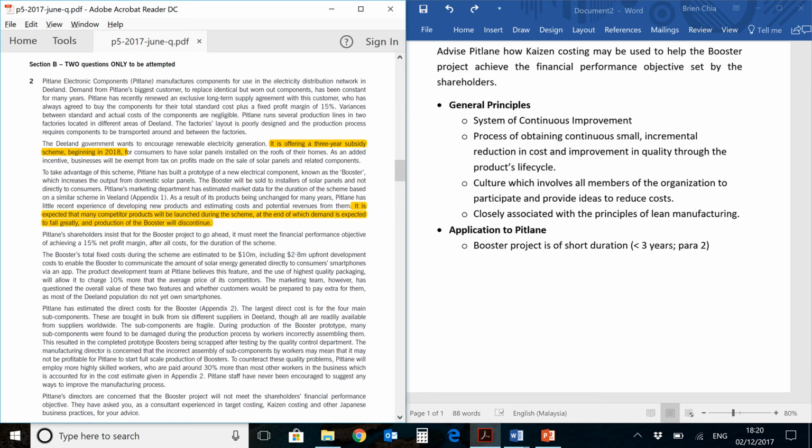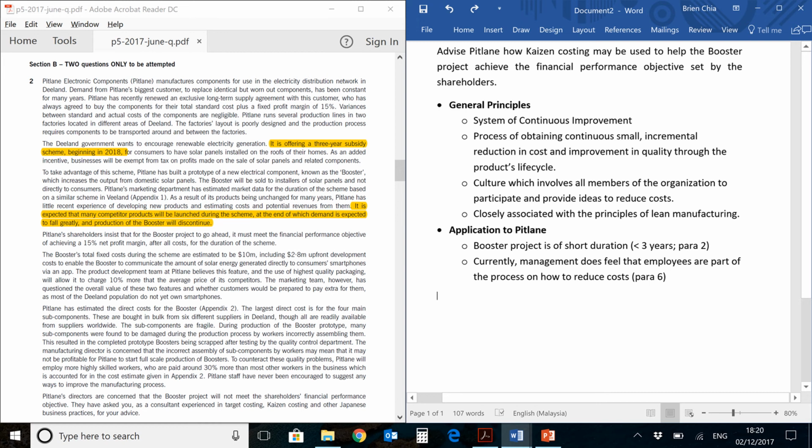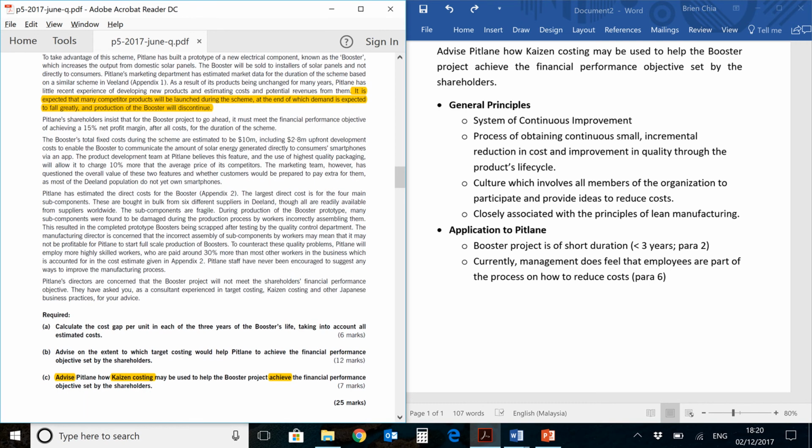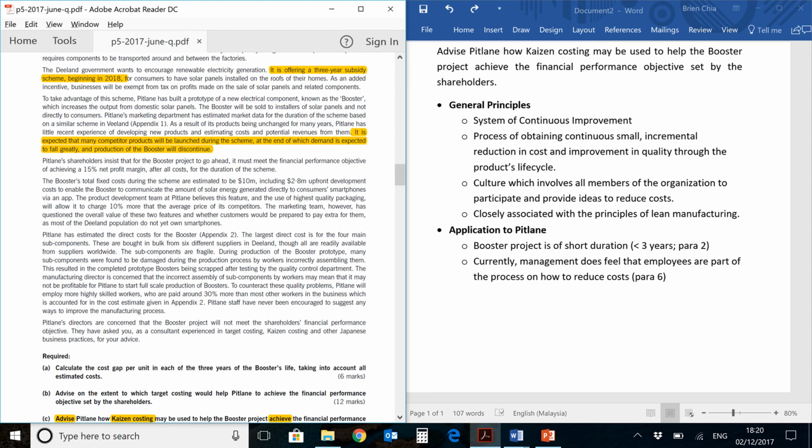And number two, there are many competitor products, and after 3 years, production of booster will discontinue. So there is an end date to this particular project. Number two, currently, management does not feel the employees are part of the process on how to reduce costs. We can find this somewhere over here.